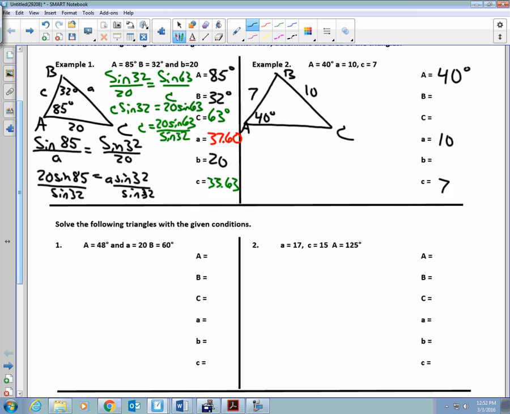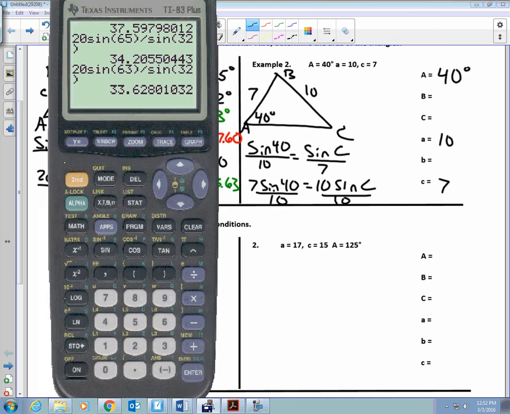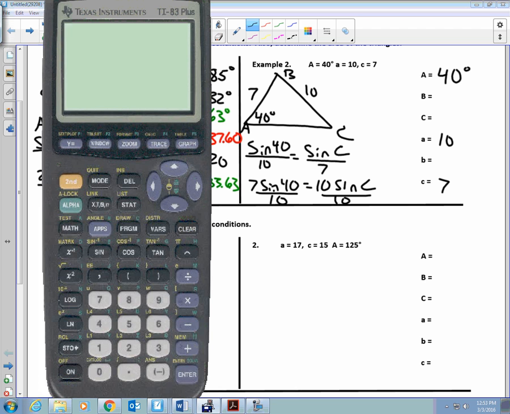Here's what we do. We take the sine of 40 divided by 10 is equal to the sine of C divided by 7. What is different about our solving in this scenario? We're going to use sine inverse. We're solving for an angle. So we get 7 sine of 40 is equal to 10 sine of C. We divide both sides by 10. I'm going to see what I get. 7 sine of 40, parentheses, divided by 10. And I get 0.44995.